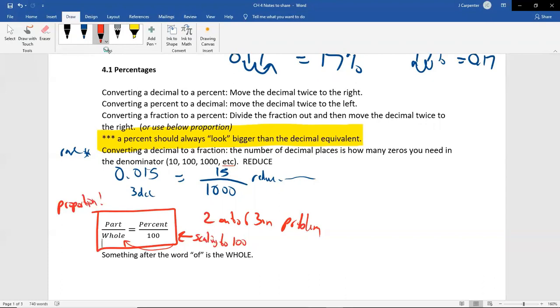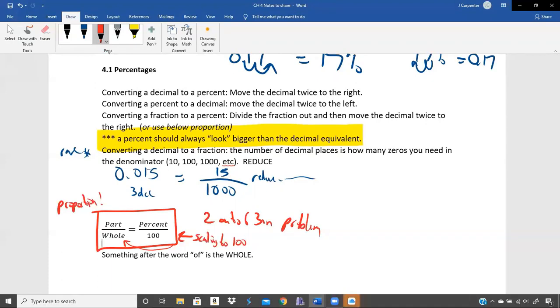But another clue that you can usually find in the phrasing is you'll see the word of somewhere. And anytime you see the word of, the thing that comes after it is the whole. So this is just something that I suggest you memorize, because if you have a hard time cluing out that context, then that would help you.